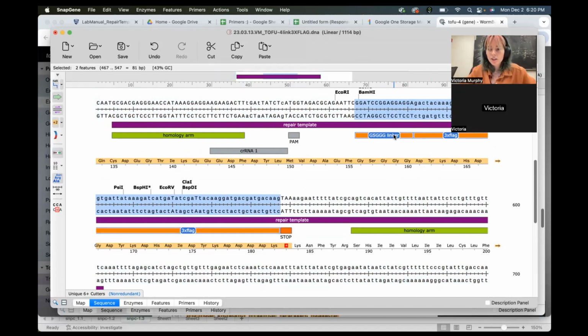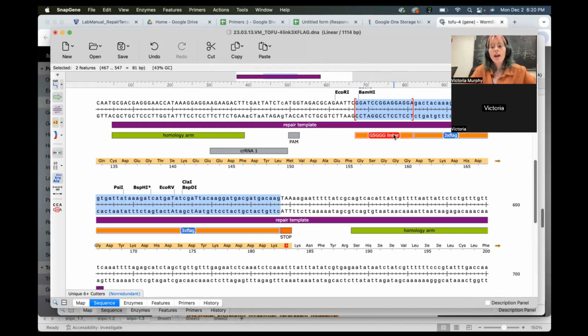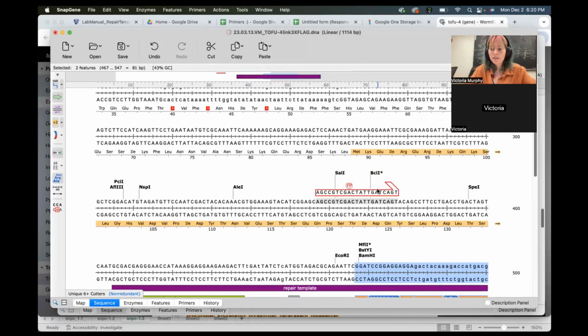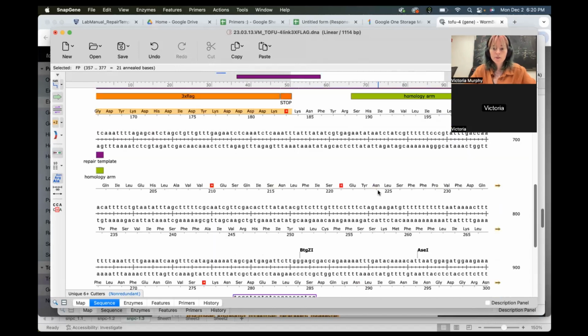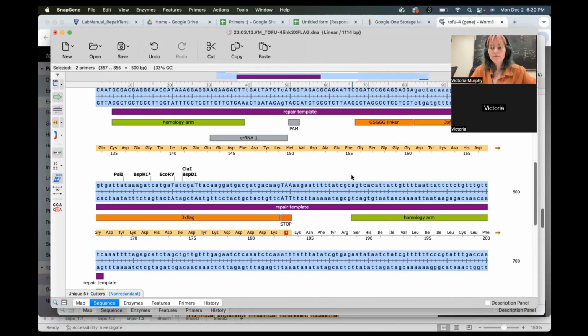So I did this injection and I screened a bunch of worms, and I saw some that had a heavier band. And I purified my PCR product using these 2 primers and sent it off for sequencing to make sure that the insert is correct. So this is how I generated a flag tag protein in something that I'm interested in studying its function.